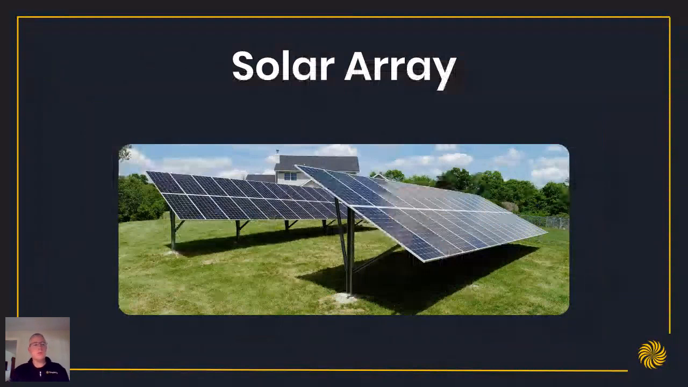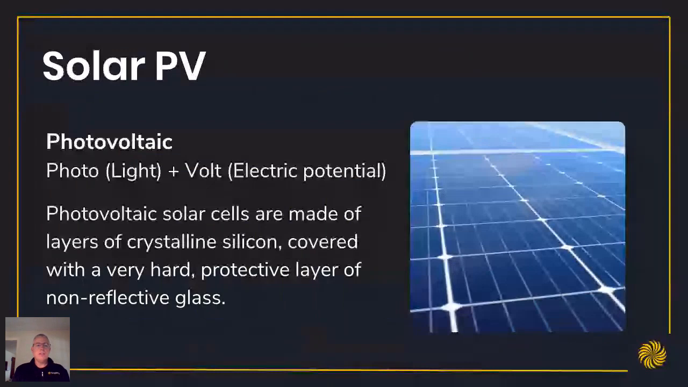Another technical term you've probably heard before is PV, when you're talking about solar PV or photovoltaics. Photo meaning light, volt meaning electric potential. So whenever you hear anyone talk about a PV array or a PV system, they are referring to photovoltaics. Photovoltaic solar cells are made from layers of crystalline silicon covered with a very hard protective layer of non-reflective glass.